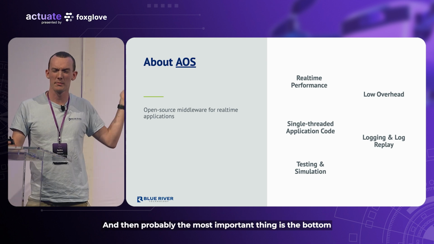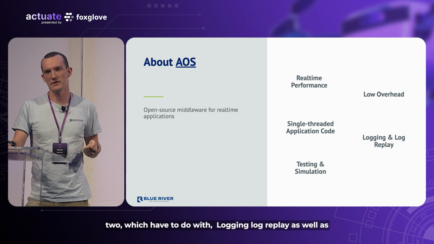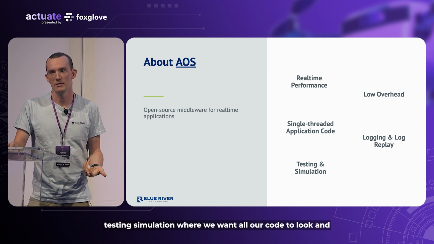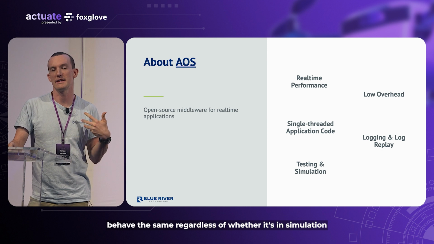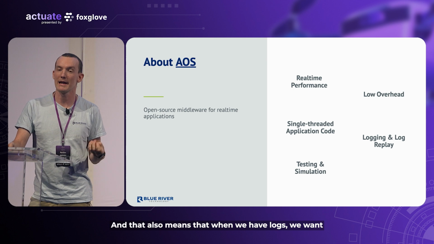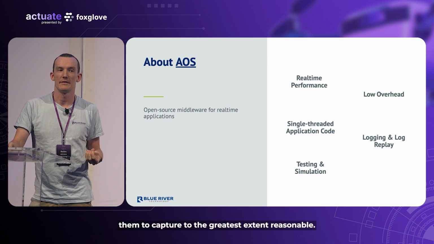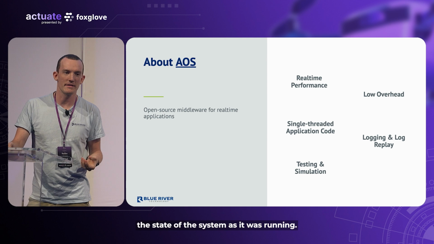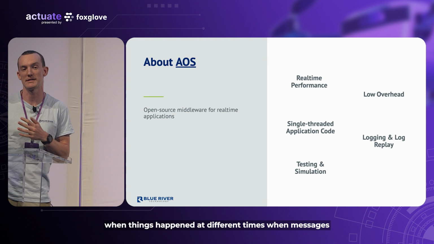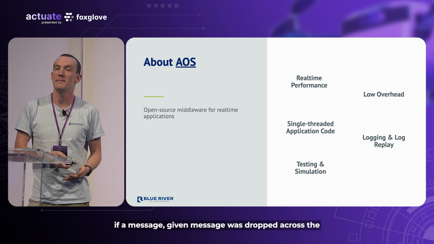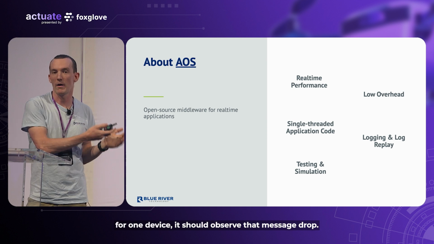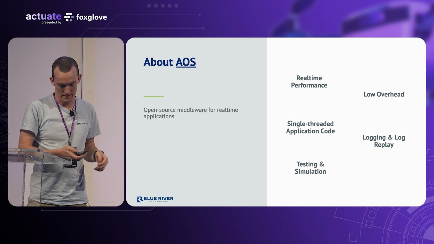And then probably the most important thing is the bottom two, which have to do with logging and log replay as well as testing and simulation, where we want all our code to look and behave the same regardless of whether it's in simulation in a test or in running against a log or anything else. And that also means that when we have logs, we want them to capture, to the greatest extent reasonable, the state of the system as it was running. That includes when things happened. That includes when things happened at different times when messages were forwarded across the network. That includes if a given message was dropped across the network. And so if you have something being replayed for one device, it should observe that message drop.